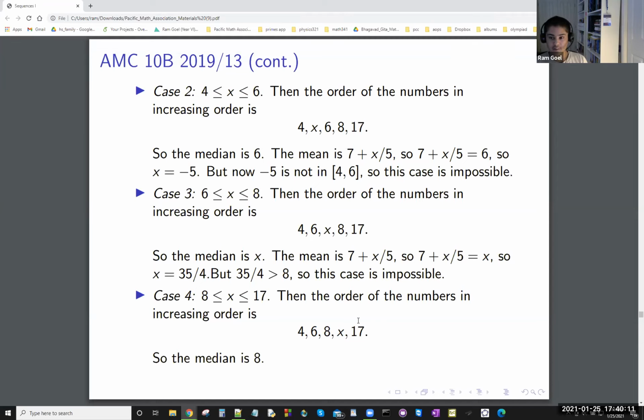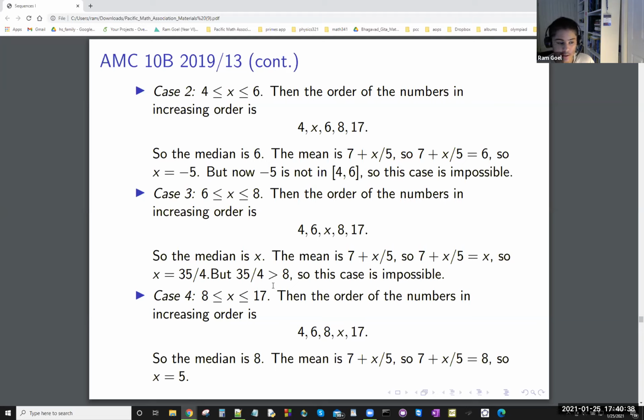The mean was still (7 + x)/5. So setting this equal gives us (7 + x)/5 is 8. So x over 5 is 1. So x is 5. But this is bad because 5 is not in between 8 and 17. So that means that there is no value of x in between 8 and 17 for which the mean is the median. If there did, then we would have x equals 5, but x equals 5 doesn't even lie in the range.